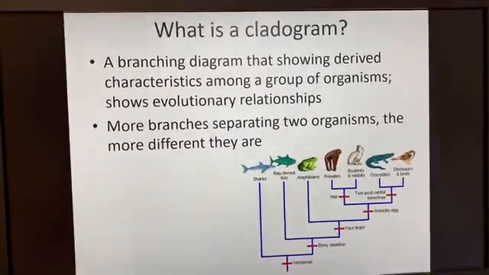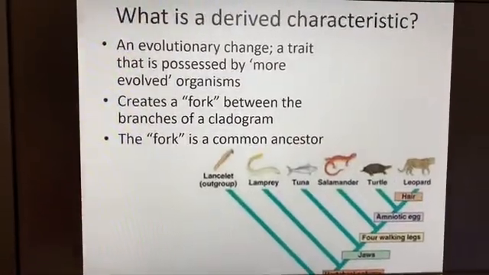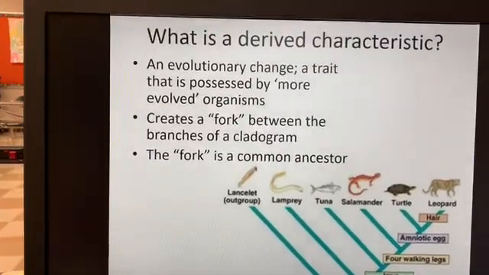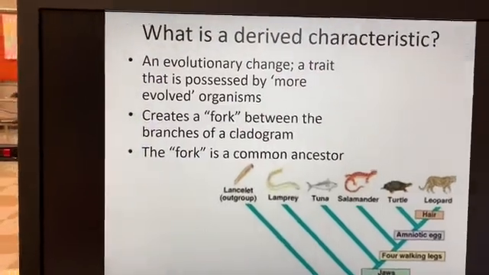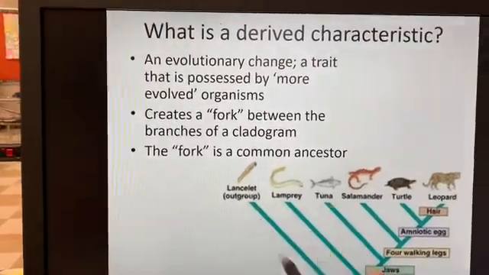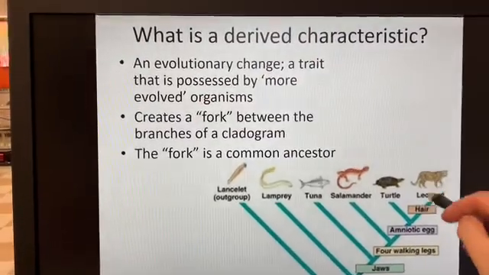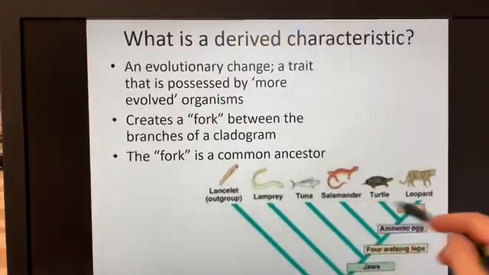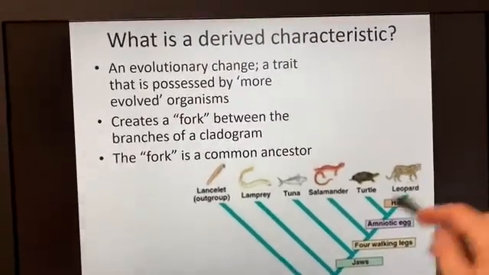So to understand these, we need to understand what a derived characteristic is. A derived characteristic is an evolutionary change, a trait that is possessed by more evolved organisms. So your less evolved organisms have fewer of these branches, and the more evolved organisms have more traits. Very simple, a little more complex, super complex. So the more branches there are, the more complex the organism is.